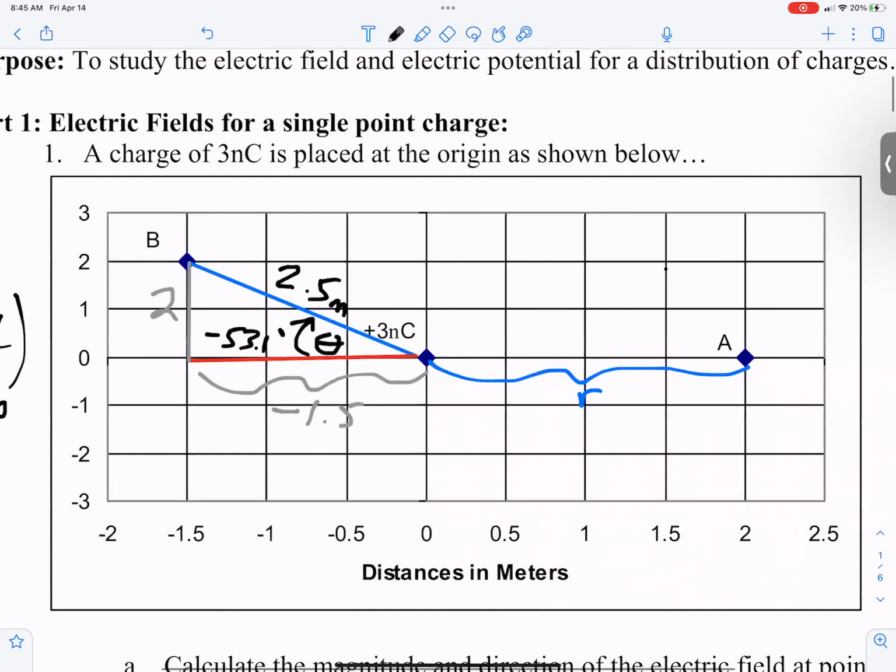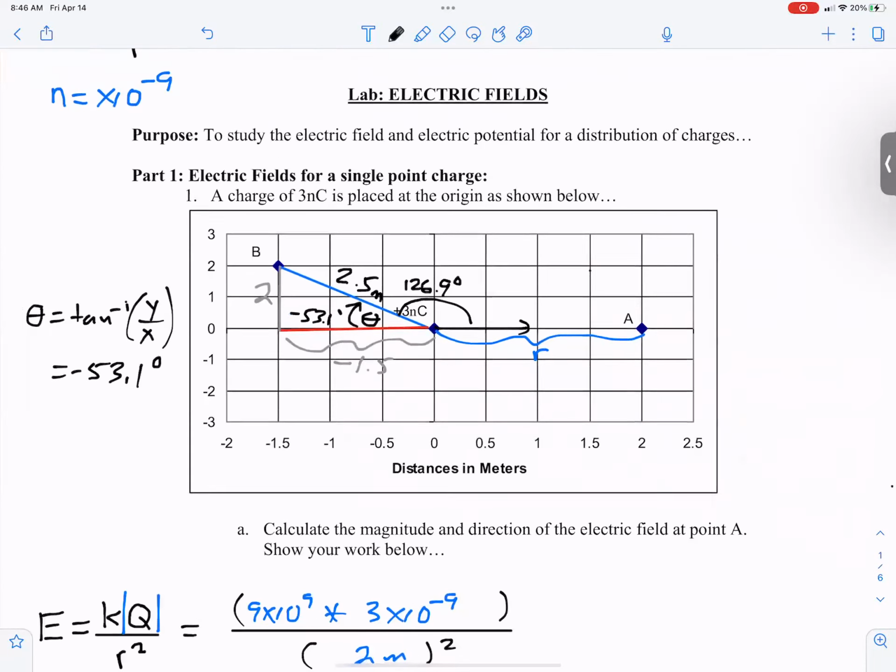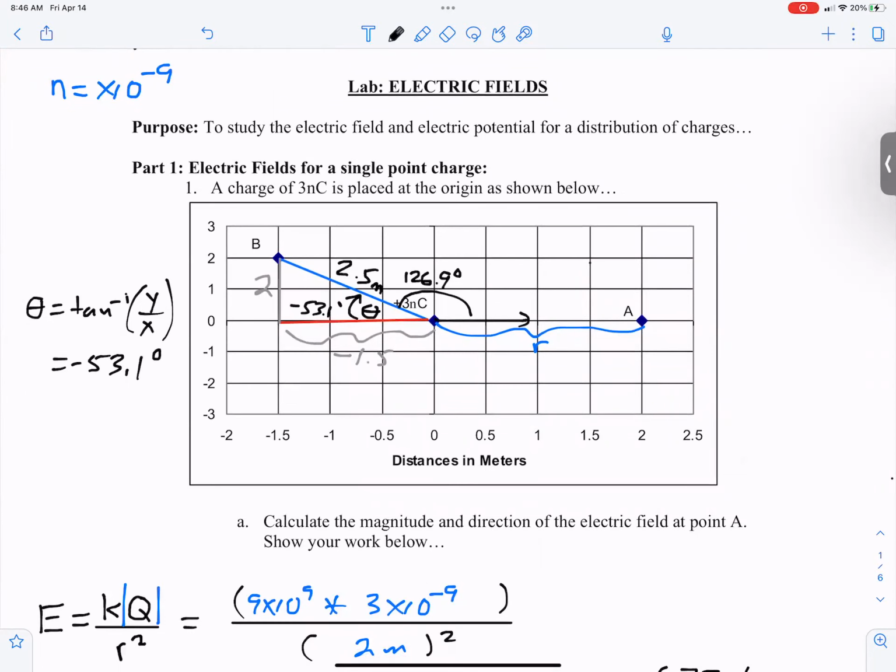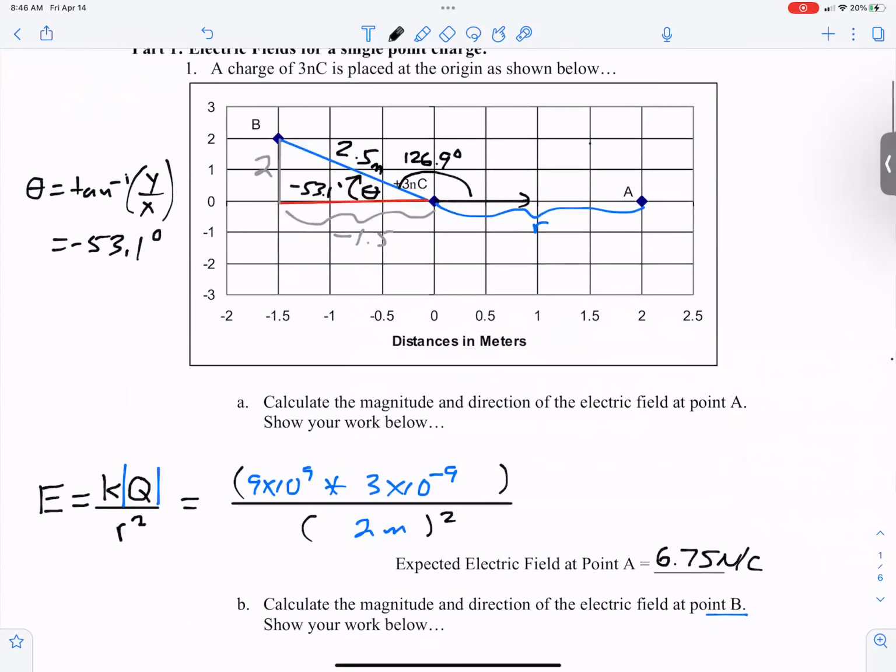And if we were to take the angle from 0 degrees, which is over here on this side, this full angle here, just go 180 minus that. So 180 minus 53.1 is about 126.9 degrees. That's the one I'm going to use. I'm going to use my angle from 0 degrees. Try to get in the habit of using your angle from 0 degrees. It'll make for easier calculations when we have multiple charges.